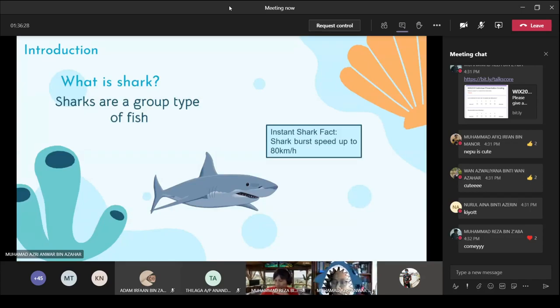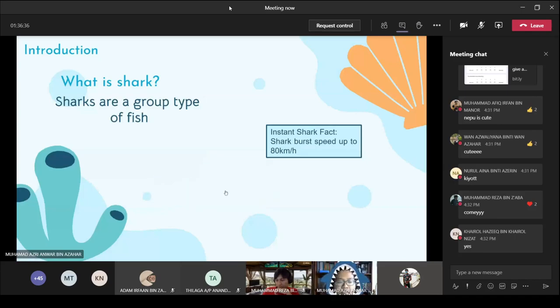Do you want to see how fast that is? We can have a virtual simulation here. How fast is that shark? Let me see. Zoom. How fast is that? He's zooming, right?